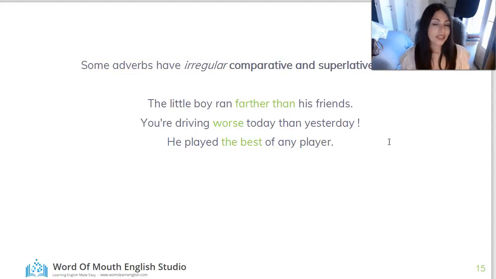Now, always be aware that some adverbs will have what we call irregular forms in the comparative and superlative, such as the ones in these sentences. The little boy ran farther than his friends. We don't say the little boy ran more than his friends. It's not correct. We don't say the little boy ran more fast than his friends. No, it's because of its singular syllable.